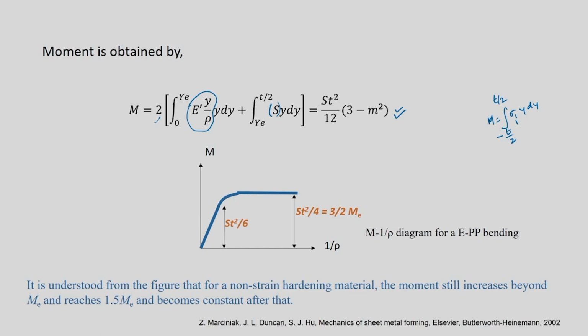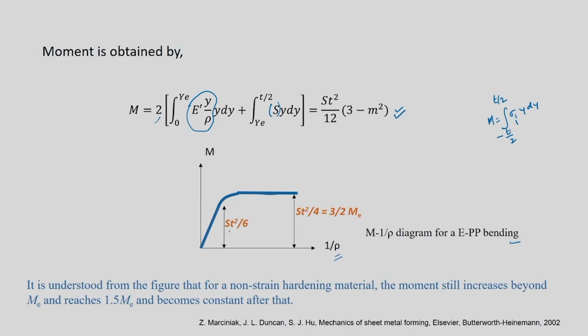So, this is what you get generally. You can look into it, and like previous cases, we can also have the M versus 1/rho diagram. Here you will see that it is again a combination of the elastic bending and the perfectly plastic part of rigid plastic bending. You can see the straight line, then a small transition, and then the horizontal part. So, this is the moment versus 1/rho diagram for EPP bending.